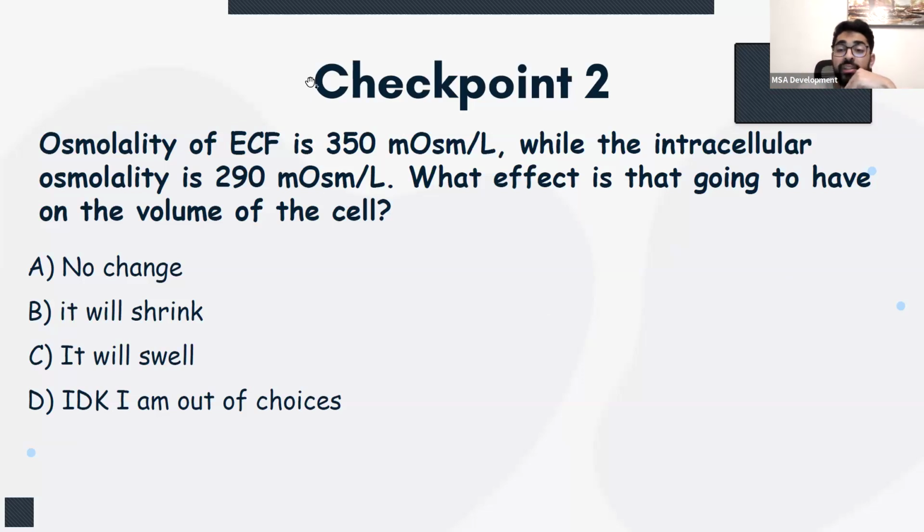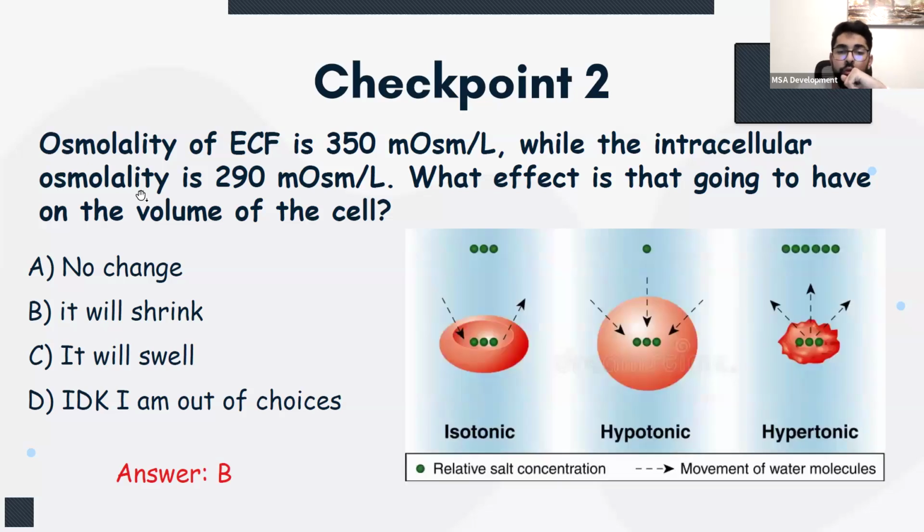So here you have a higher osmolarity outside the cells than inside the cells. I'm gonna give you a couple of seconds to try to think about it. Since it's a recorded session, you can just pause the video and answer it. But the answer in this example is going to be B. Again, when you have a higher osmolarity outside than inside, the water is going to move from the area of lower concentration to the area of higher concentration, and this is going to cause the cell to shrink.